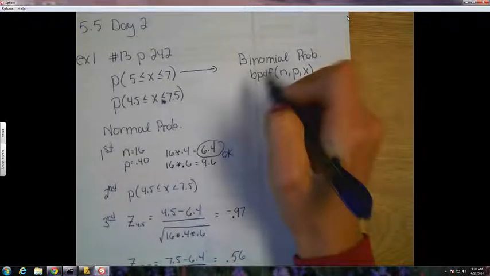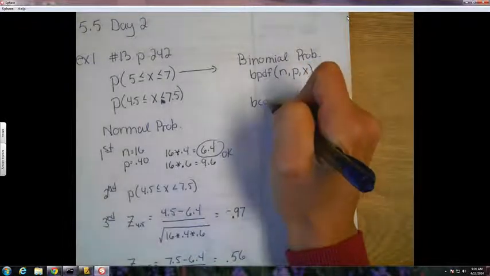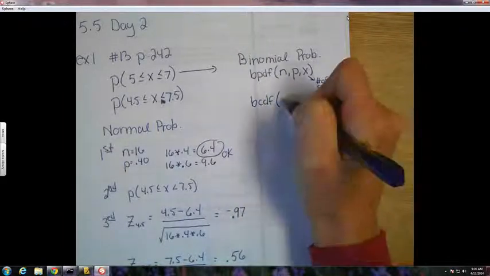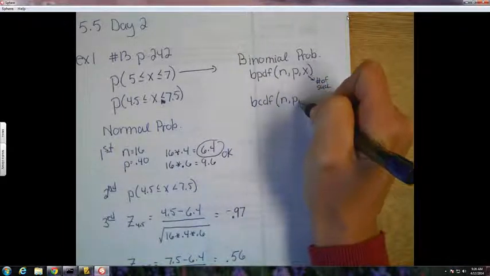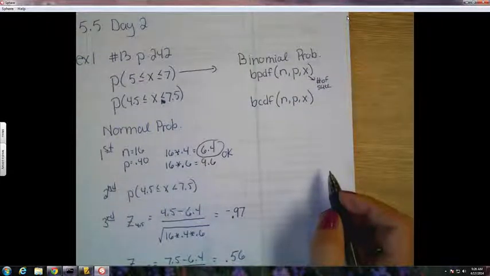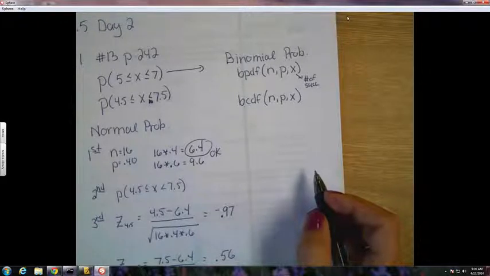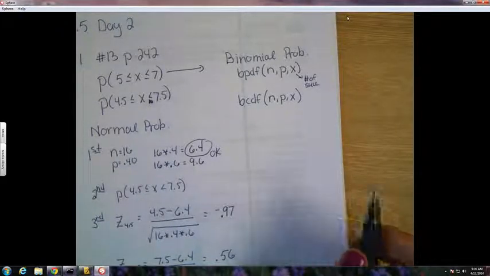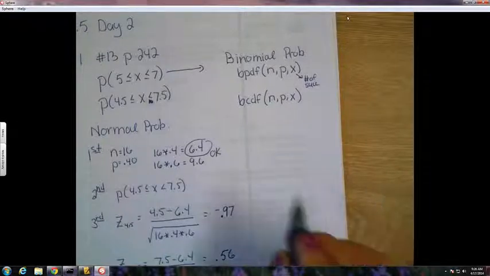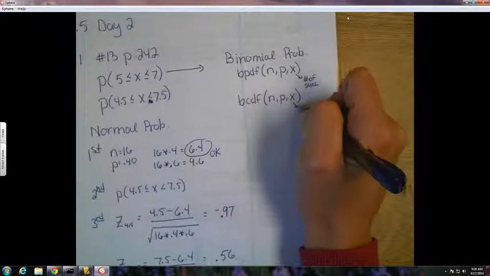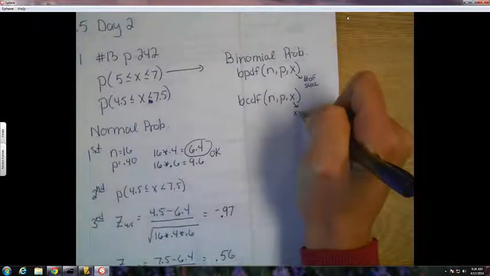Okay, the binom CDF would be N, P, X. But what did the CDF do? Probability of a set. Where did that set start from? 0. 0 through whatever X you put in there. So it added the probabilities from X equals 0 through and including X.